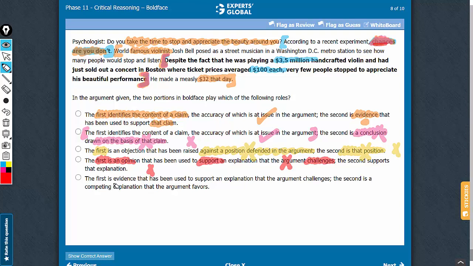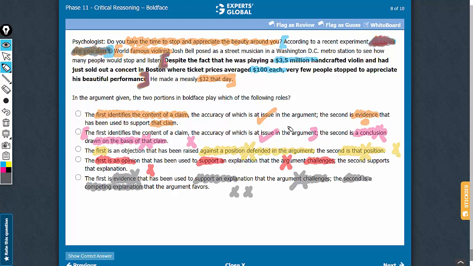Look at answer choice E now. The first cannot be called an evidence. This is someone's opinion. This can never be called an evidence. An evidence is something which is objective and concrete. So this cannot be correct. Besides, the first is not something that supports something that the argument challenges. See, the first boldface and the argument are in sync. So this cannot be correct. And no, the second is not a competing explanation. The second simply supports the argument's conclusion here. So a lot wrong with answer choice E.